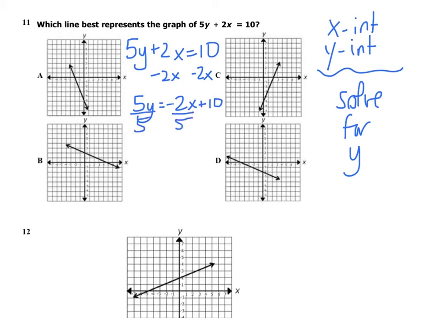Divide everything by 5. Y equals -2/5 x plus 2. All right, so I know I have a y-intercept of 2. So this isn't it, and this isn't it, and that's not it, and that's got to be it by process of elimination. Negative 2/5 slope, yep, that looks right.